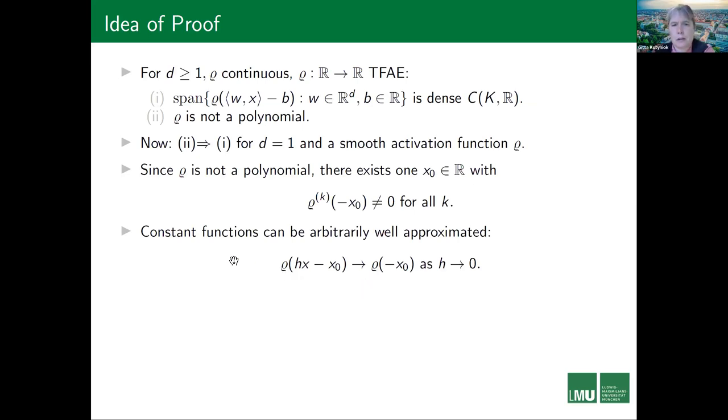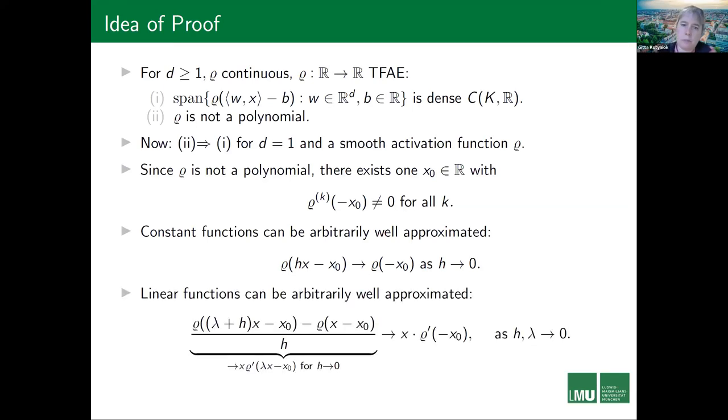First of all, I would like to show that the span is dense. First I show that continuous functions can be arbitrarily well approximated. I can do this in the following manner. I look at this element of these networks, and I let h go to 0. Since rho is continuous, it converges to rho of minus x0. This is not equal to 0, so I can multiply it with any value. That means I can create a sequence which converges to a constant function, and I can choose any constant function because I can multiply with any value.